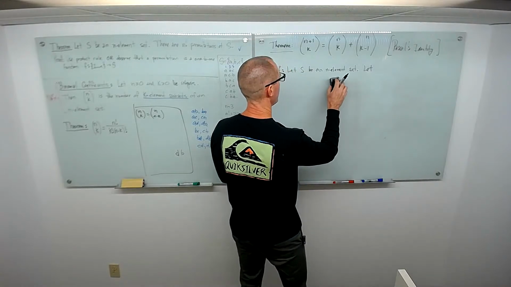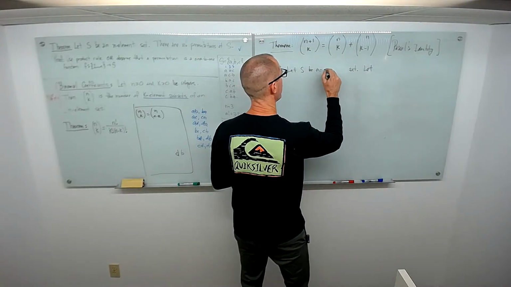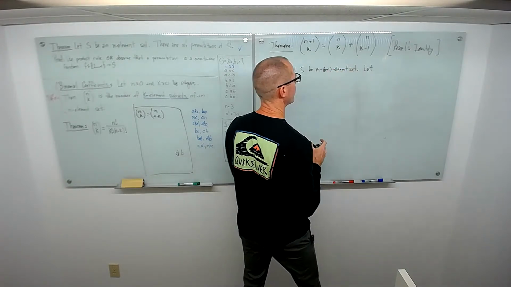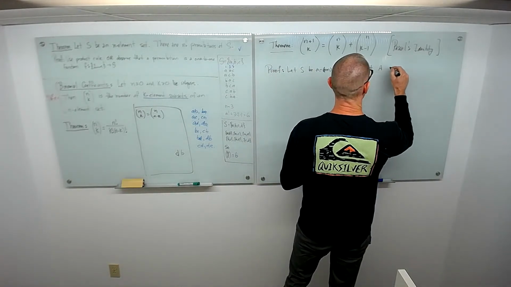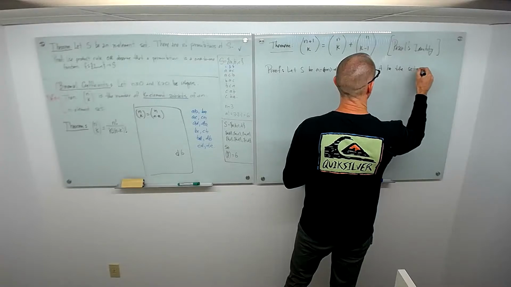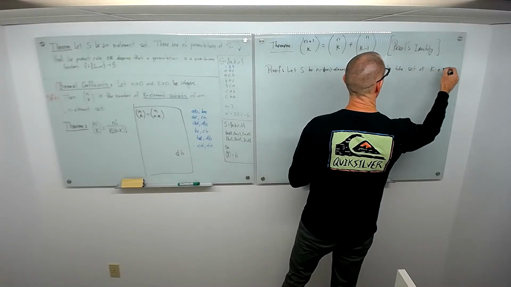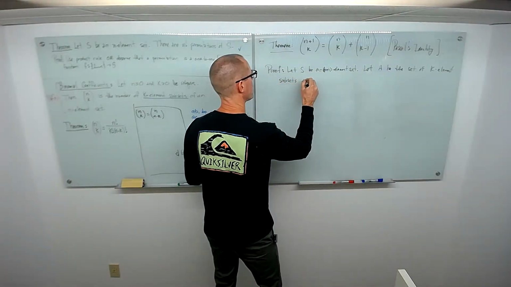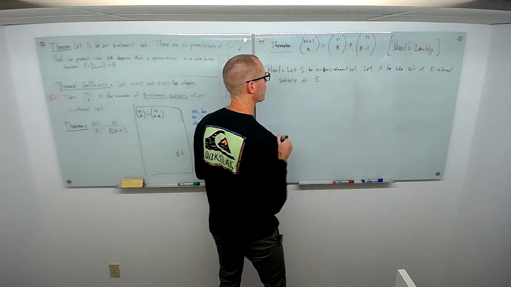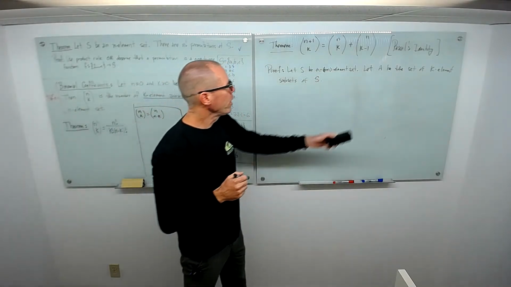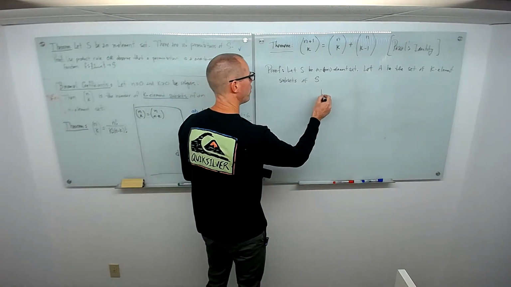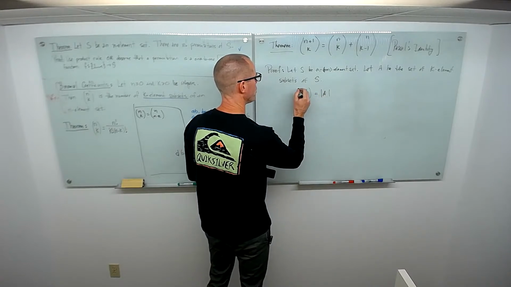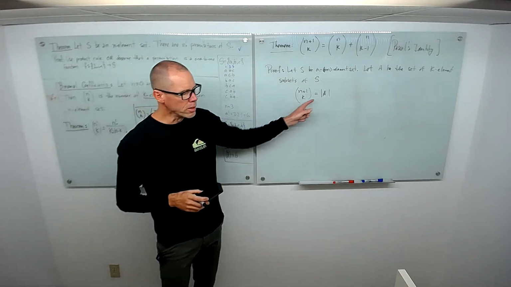Let S be an n plus 1 element set, and let A be the set of k element subsets of S. By definition, the number of k element subsets of an n plus 1 element set is n plus 1 choose k. So that's the easy part of this counting.